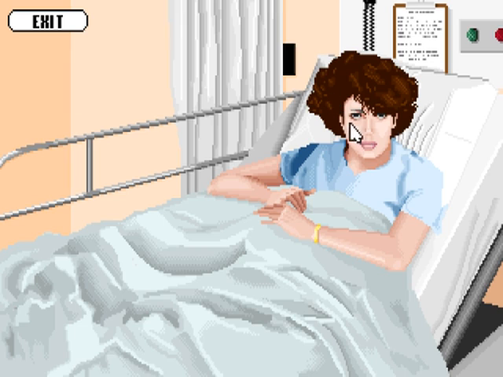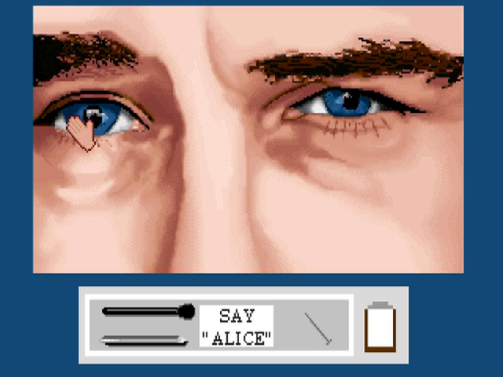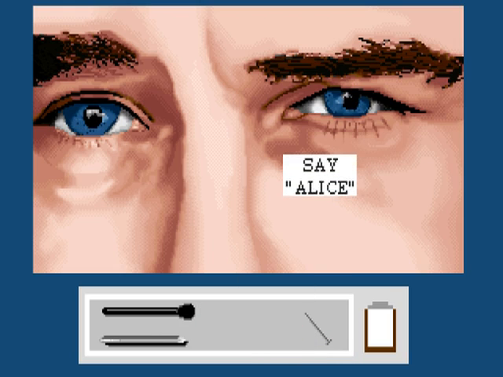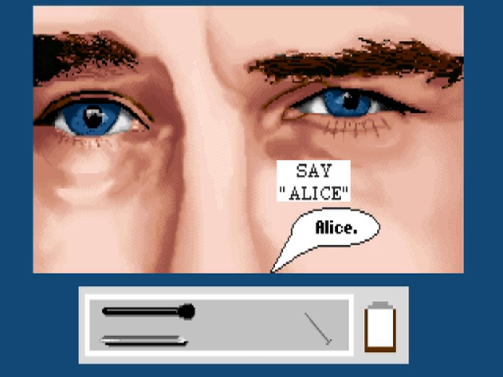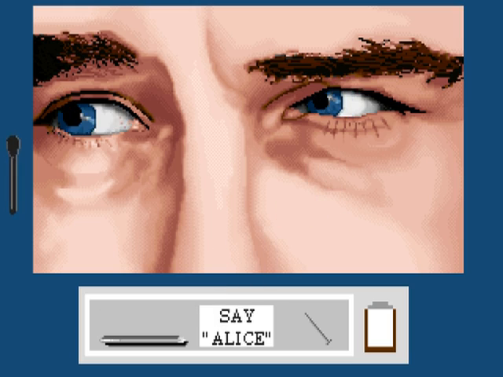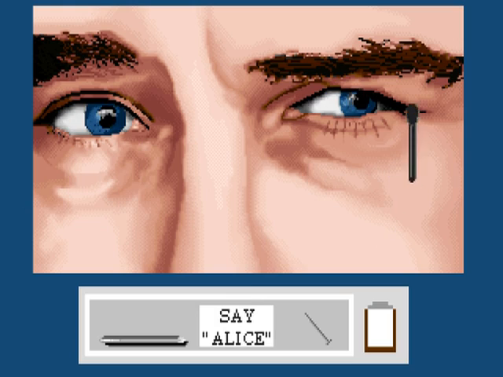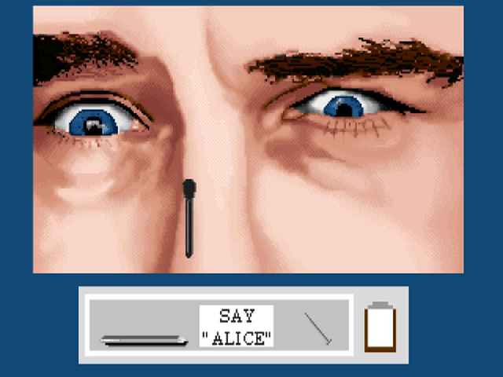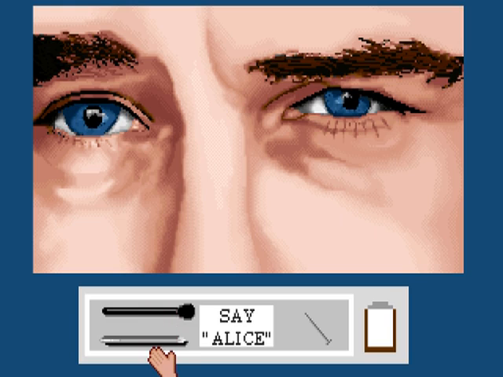Well, now we know. Let's try another patient. She doesn't look very confident in our abilities here. Let's check out her eyes. Very beautiful, womanly eyes here. Let's have her say Alice. Alice. Speech is fine. Let's check the ocular motor skills. Well, apparently they work just fine. More or less, as well as we can hope.